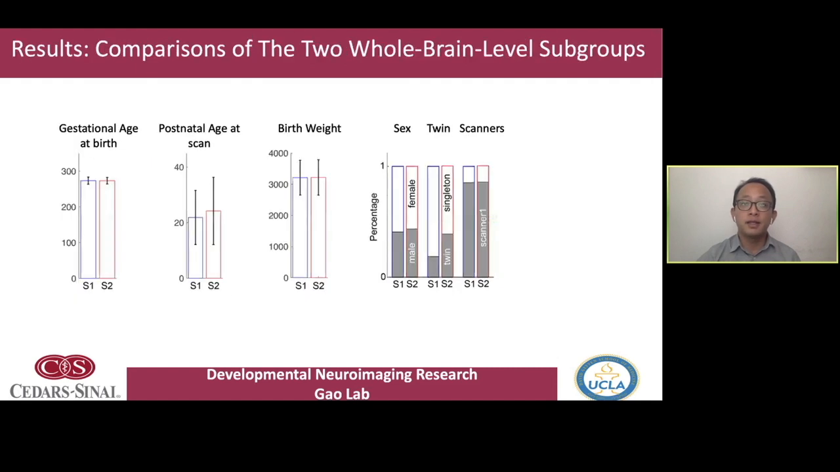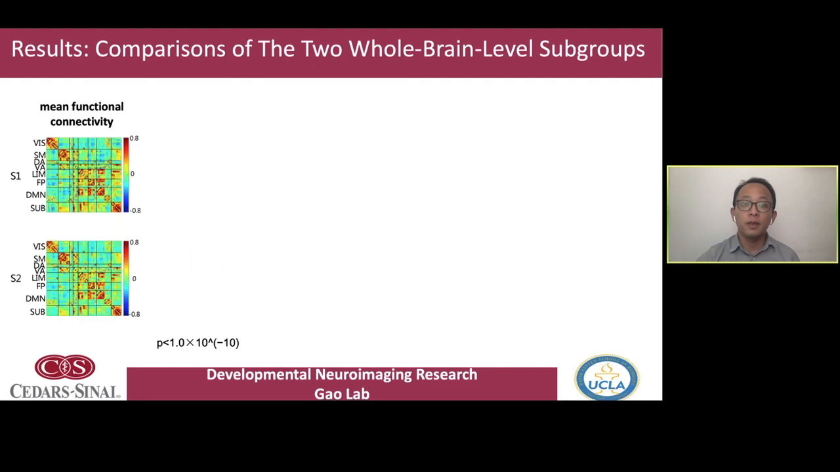When examined against the 6 control variables shown here, the 2 subgroups did not show any significant difference. However, when examining behavior outcomes, S1 and S2 showed a significant difference in 4-year IQ. S1 showed higher IQ than S2.